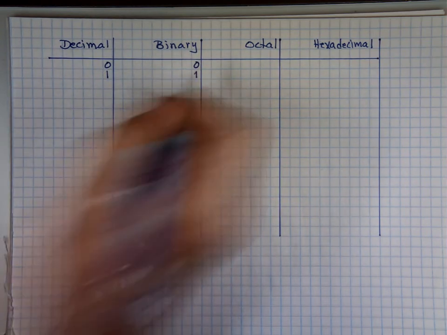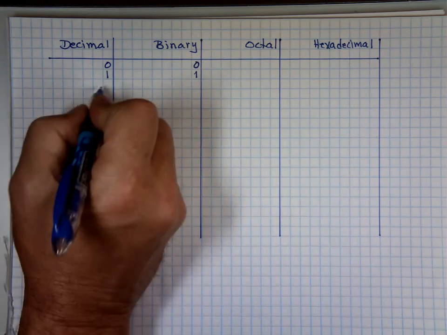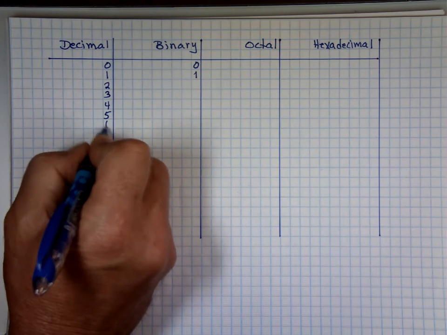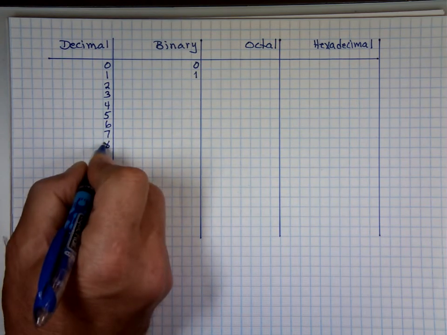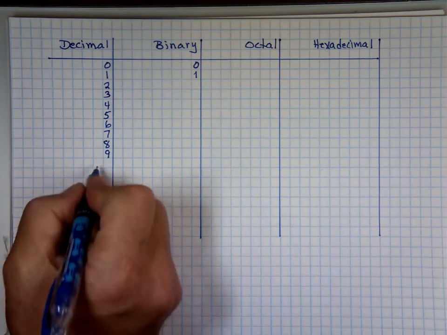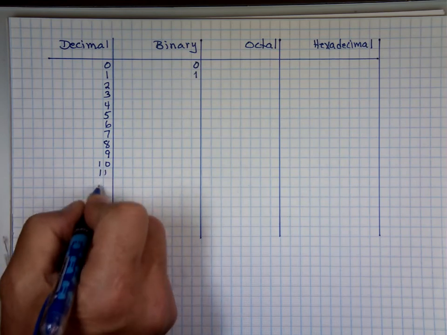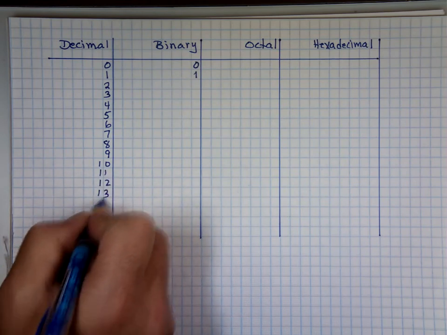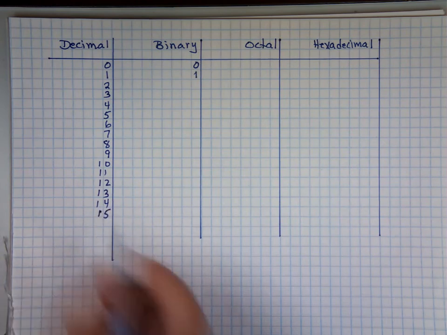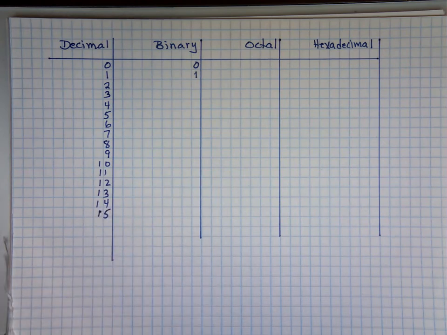There's 2, 3, 4, 5, 6, 7, 8, 9. There is no 10, 11, 12, 13, 14. The largest number in hexadecimal is what? 15. In binary, there's only 0 and 1. There's nothing else. So you can't write a 2 as a single digit.